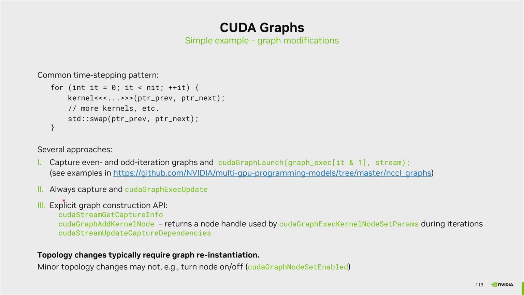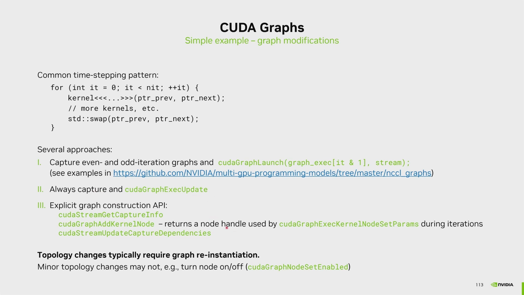First approach, you can capture your graph at each iteration, which means you capture the 0th and first iteration, and then you launch them in an alternating way. Another way is to capture your graph at each iteration, but instead of instantiating, which means compiling it every time, you just update your compiled graph. Graph instantiation is a very expensive operation, whereas executable graph update is a much cheaper operation.